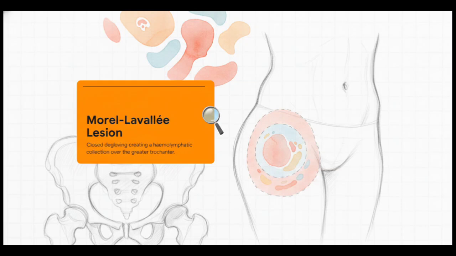In this pathology, severe internal shearing forces create a potential space underneath the skin, and that space fills up with a characteristic hemolymphatic collection. Classically, this hidden, fluid-filled lesion sets up shop right over the greater trochanter of the hip.